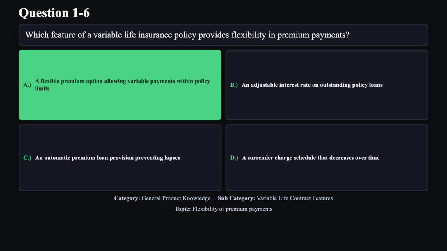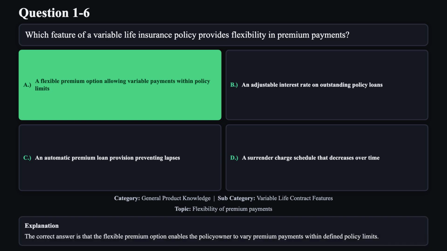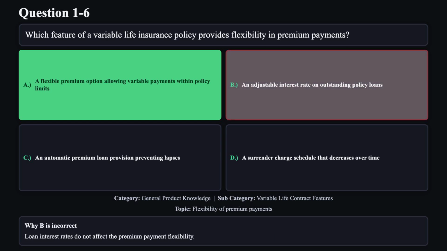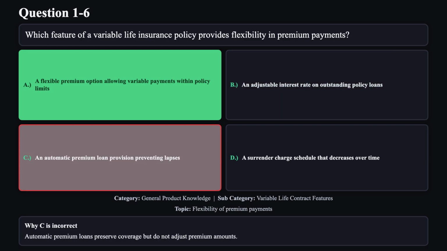The correct answer is A. The correct answer is that the flexible premium option enables the policy owner to vary premium payments within defined policy limits. Reason B is not correct. Loan interest rates do not affect the premium payment flexibility. Reason C is not correct. Automatic premium loans preserve coverage but do not adjust premium amounts.